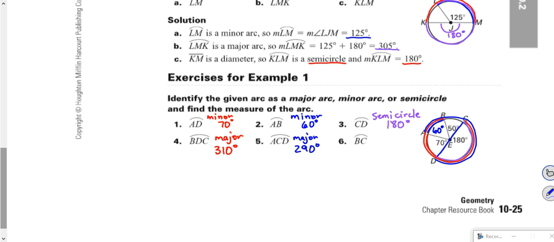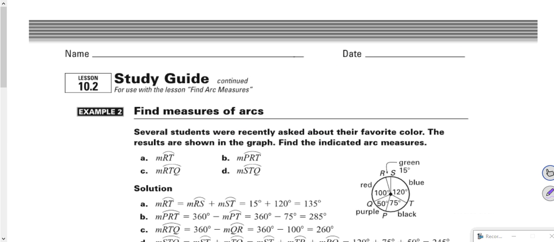Okay, and then BC. BC is the only one we haven't done yet. BC here is minor, of course, and it is 50 degrees, because remember, the arc measure is the same as the central angle. Okay. All right. Backside.